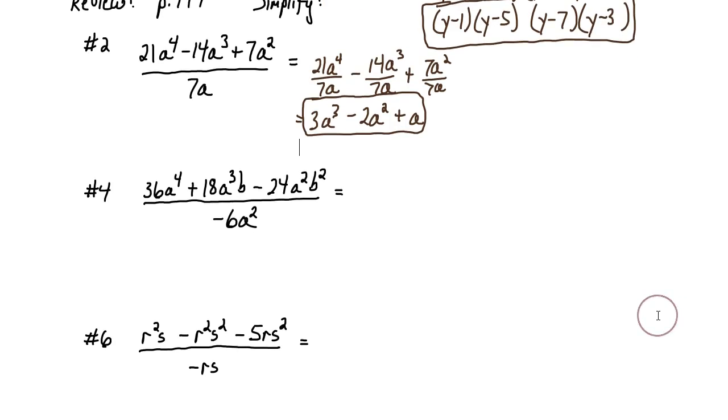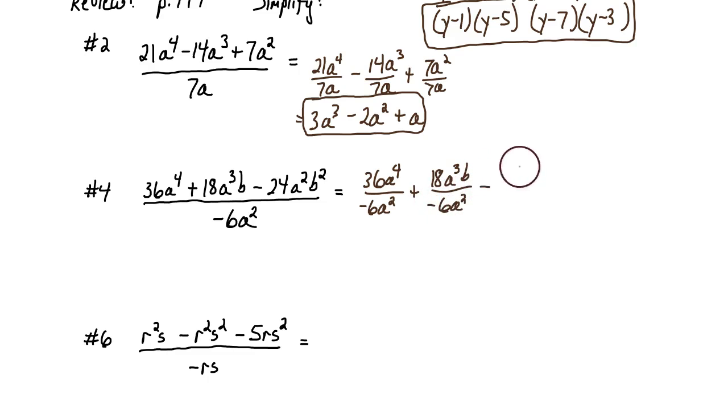For number 4, we're also dividing by a monomial, so let's use that same technique. 36a to the 4th divided by negative 6a squared plus 18 a cubed b divided by the negative 6a squared minus the 24 a squared b squared divided by the negative 6a squared. Now simplify each term. 36 divided by negative 6 is negative 6. A to the 4th divided by a squared is a squared when you subtract the exponents.